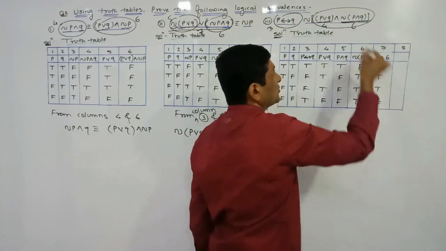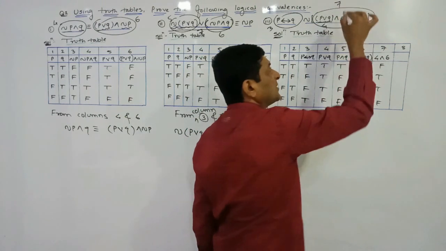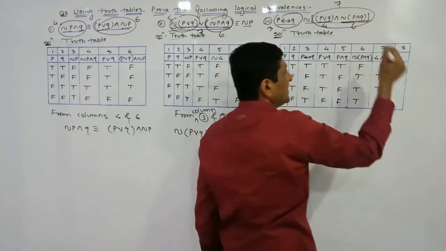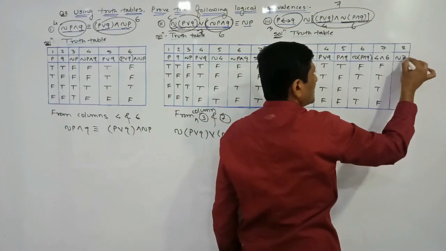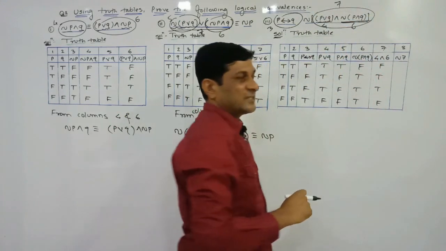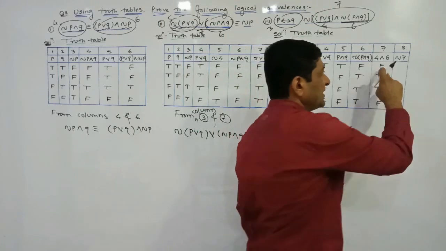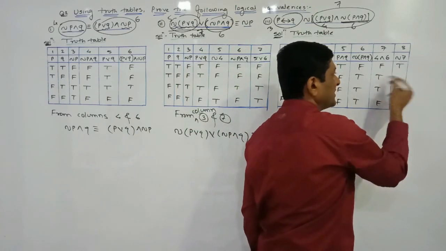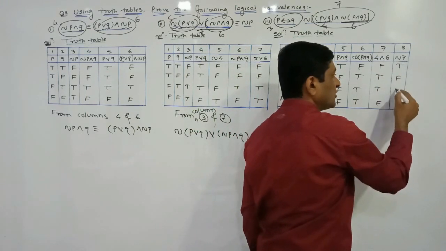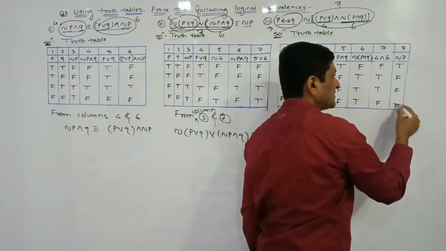Lastly, we are finding the negation of this whole statement. The truth value of this whole statement is in column number 7. So we are finding the negation of 7. Negation of 7 means negation of this whole statement. So observe the negation of this statement. What is negation of false? True. Negation of true is false. Negation of true is false and negation of false is true.